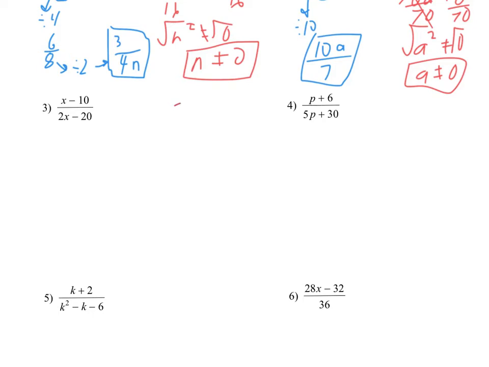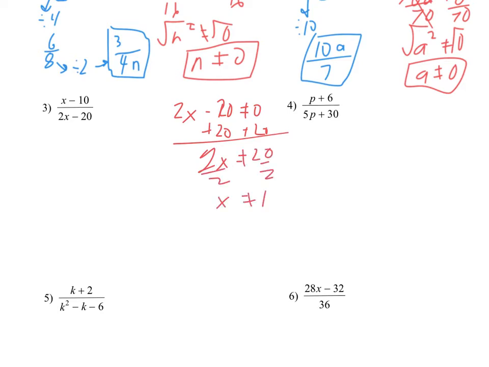All right, next up here, number 3. So we'll start off here with our excluded values. We're going to say the denominator cannot equal 0. Oh, that's 20 right there. So then I'll add the 20 over. So 2x cannot equal 20. Divide by 2. So x cannot equal 10.